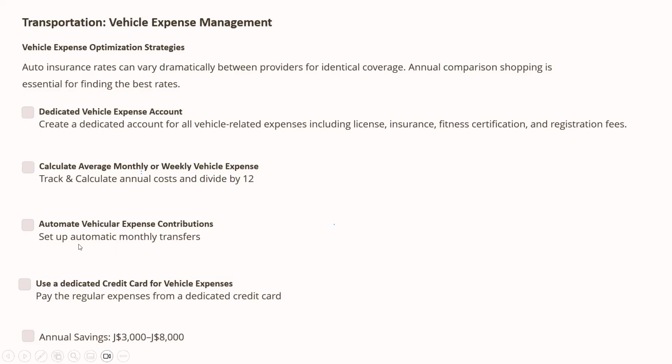Automatic transfers is just where you would set it up to be done automatically. So those monies go over automatically to that account. And then I already spoke to this, where you pay those expenses from the dedicated credit card.